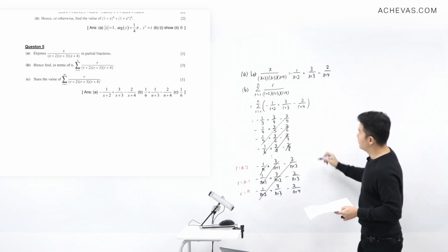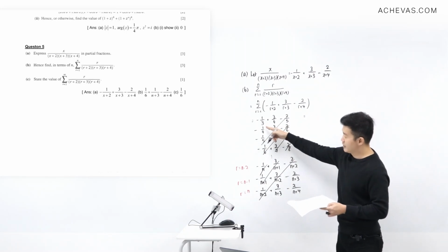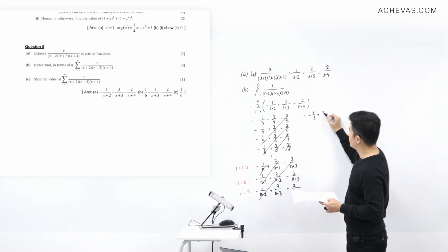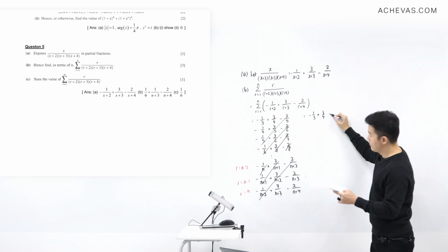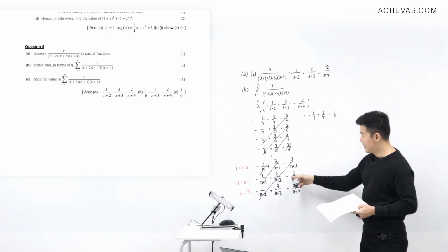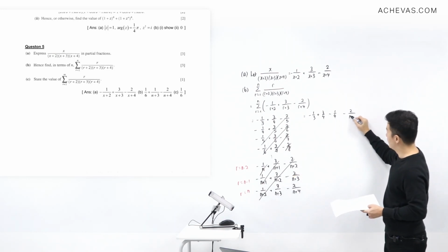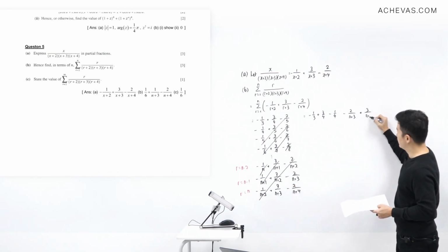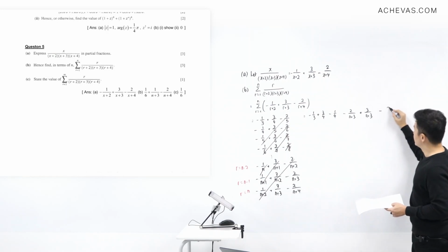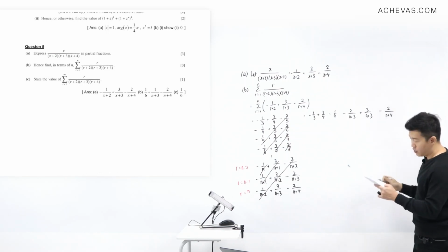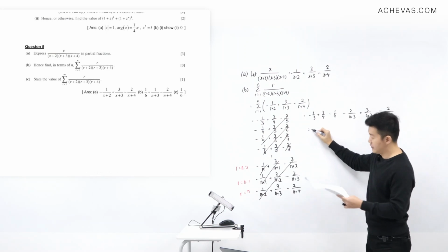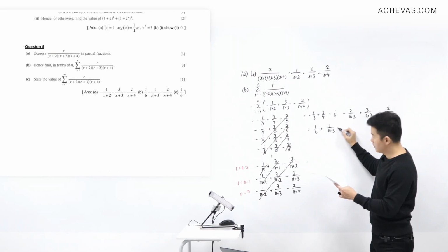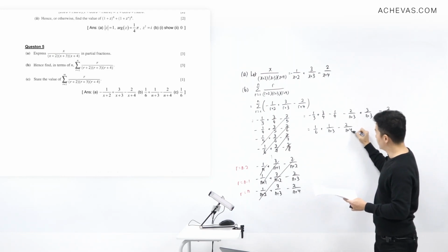What I'm going to be left with will be, let me write it down here, this minus 1 over 3 and then this plus 3 over 4 and this minus 1 quarter. And we're going to be left with this minus 2 over n plus 3 and this plus 3 over n plus 3 and this minus 2 over n plus 4. Doing a bit of simplification to this will give us our final answer as 1 over 6 plus 1 over n plus 3 minus 2 over n plus 4.